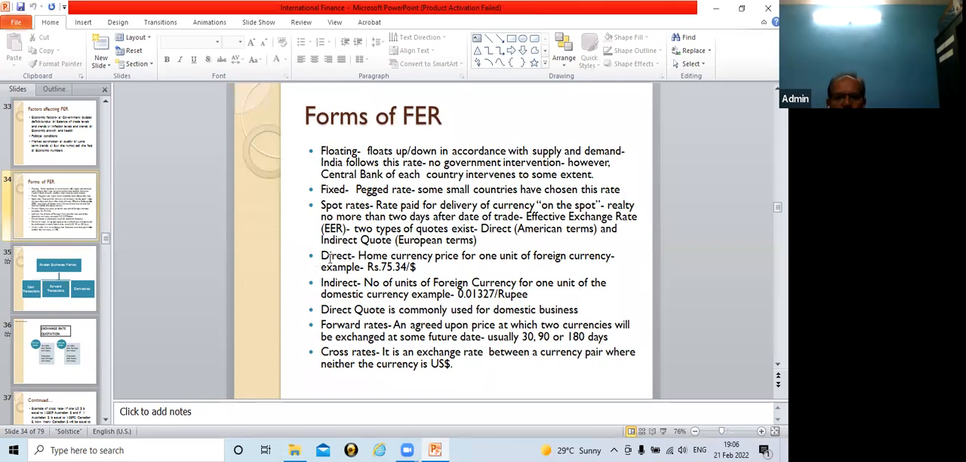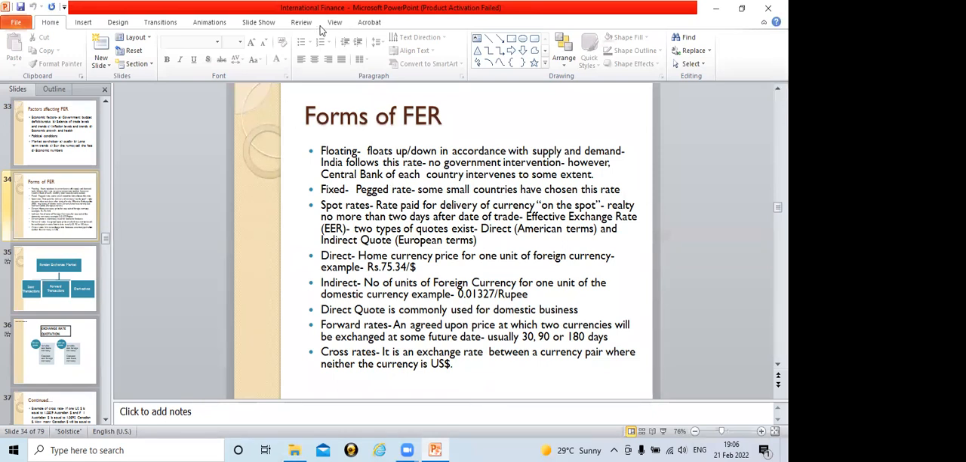Look here, look at my cursor. Can you see this direct? Now this example here: rupees 75.34 per dollar. So this is known as a direct quote. Can you hear me? Yes, sir. So this is the example of a direct quote.